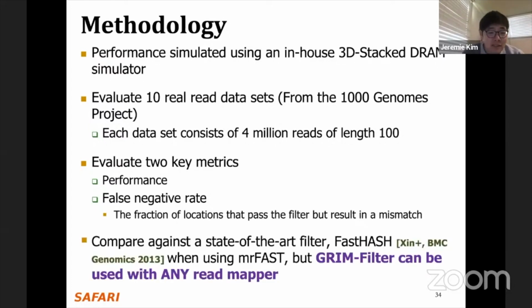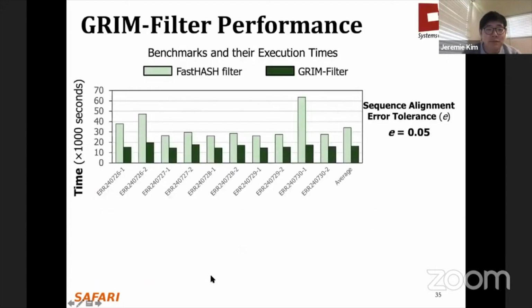And we compare this against the state-of-the-art filter FastHash, which was the state-of-the-art at the time, when using Mr. Fast. But GRIMFilter can be used with any read mapper.